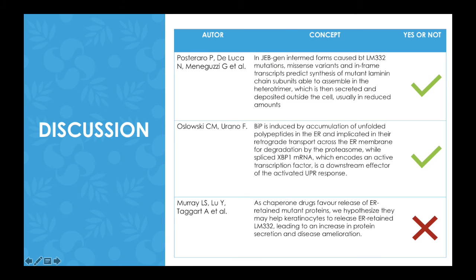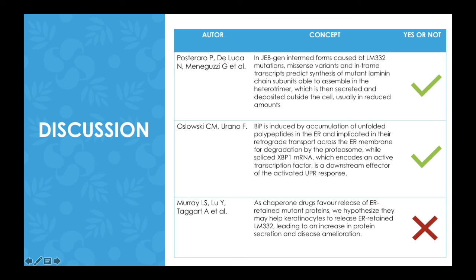In the discussion section, I added 3 different authors' concepts. The first one was shown to be true because it was mentioned in the article that these kinds of mutation cause the mutant protein to stay in the endoplasmic reticulum of the keratinocytes, and that reduces the amount of protein secreted to the extracellular matrix.